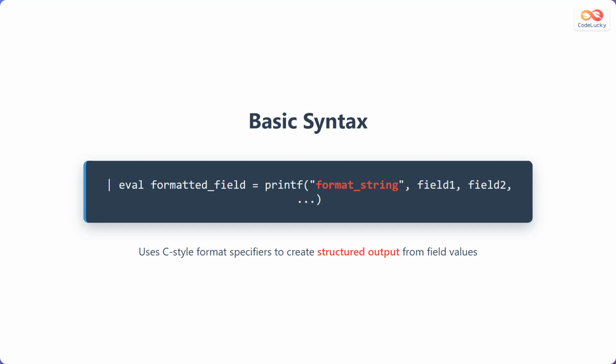The basic syntax of printf follows a simple pattern. You use the eval command followed by printf, then specify a format string in quotes, followed by the field names you want to format. The format string contains special format specifiers that tell printf how to display each field value. This C-style formatting gives you precise control over how your output appears.